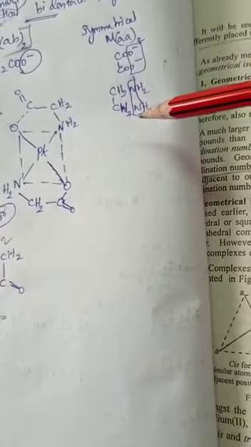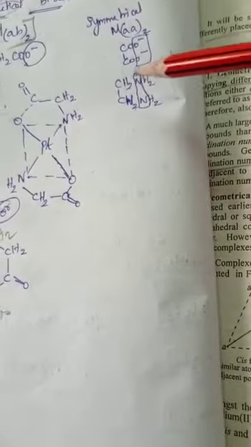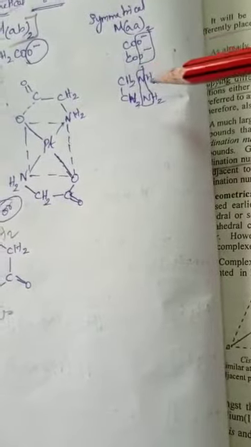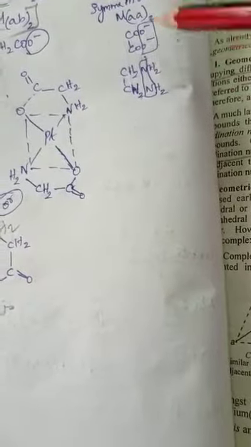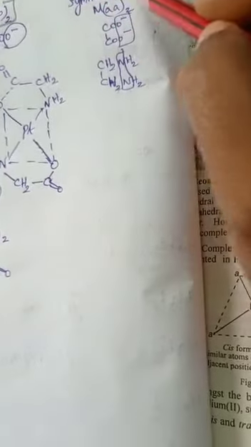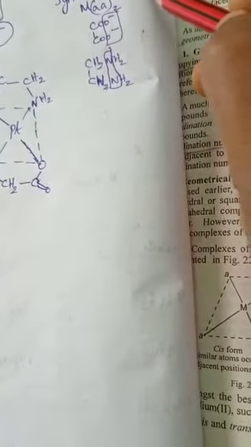In the case of ethylene diamine, we get 2 nitrogen atoms as the donor atoms. So similar atoms act as the donors, so it comes under symmetrical bidentate. 2 donor atoms are there. So symmetrical, same bidentate. The same 2 donor atoms are present in the ligand. So it is a symmetrical bidentate ligand.